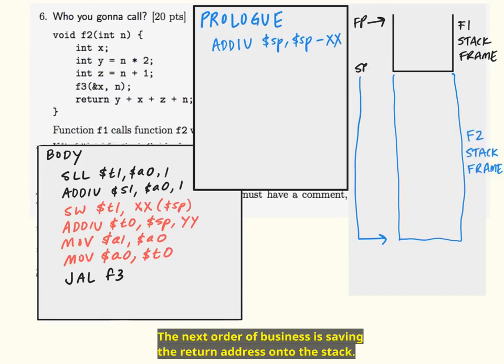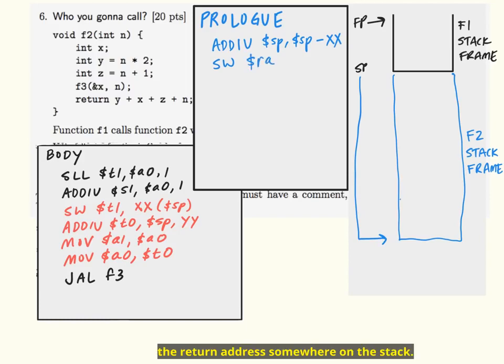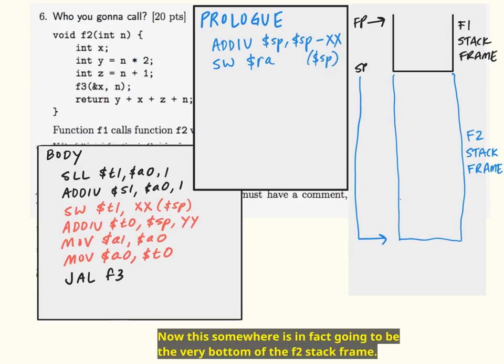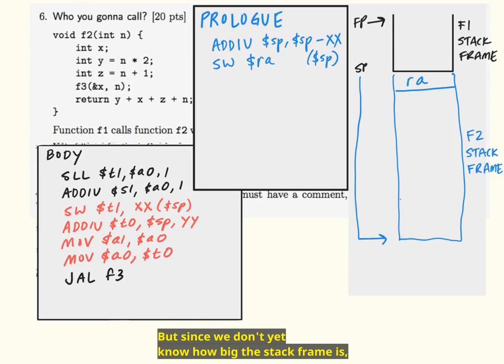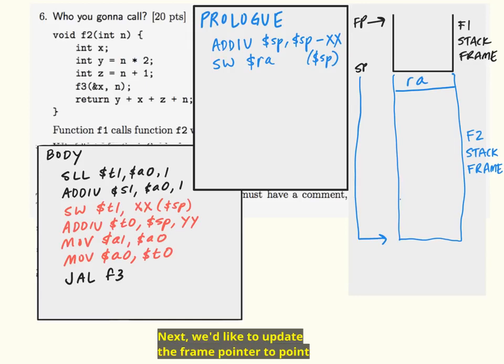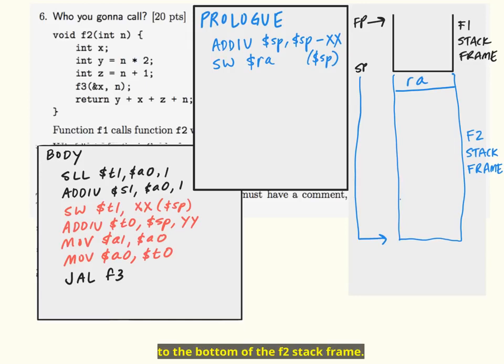The next order of business is saving the return address onto the stack. We'll use a store word, and we're going to store the return address somewhere on the stack. Now this somewhere is in fact going to be the very bottom of the F2 stack frame. But since we don't yet know how big the stack frame is, we can't include the offset in the MIPS instruction just yet.